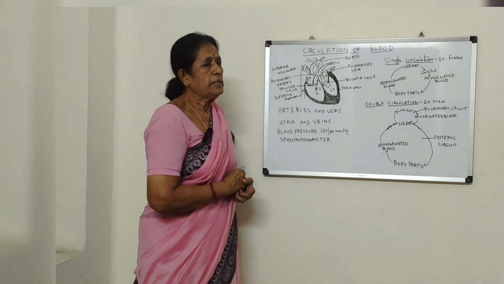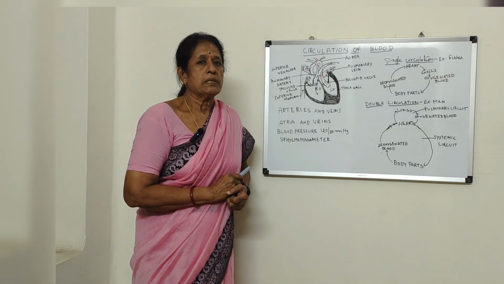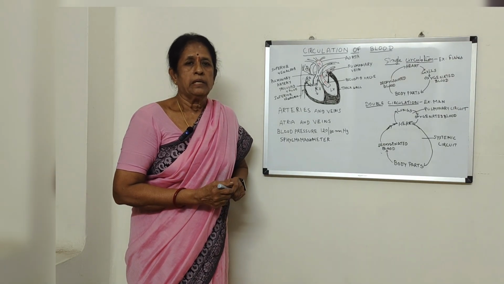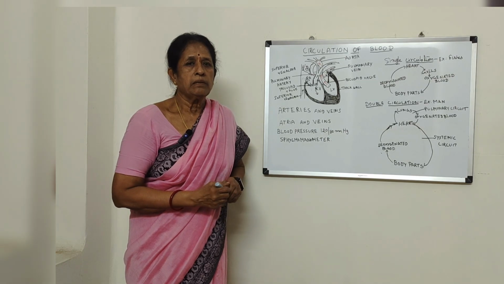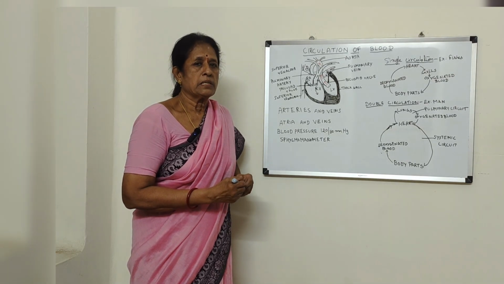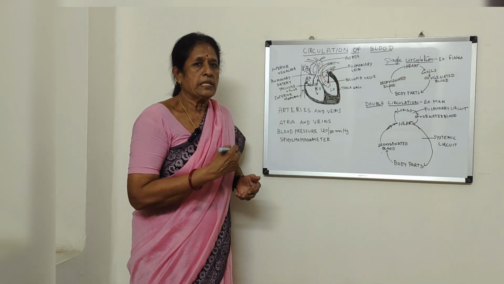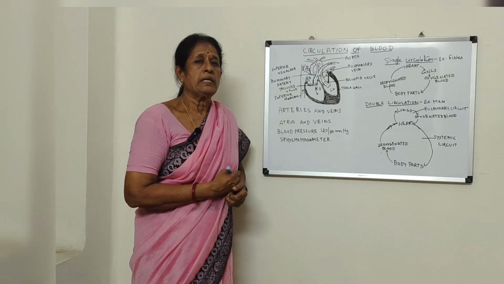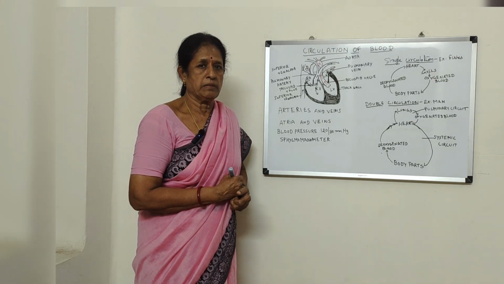Another difference is the walls of the arteries are thick, whereas the walls of the veins are thin. Why? Because of blood pressure. So there is more blood pressure in arteries and less blood pressure in veins.